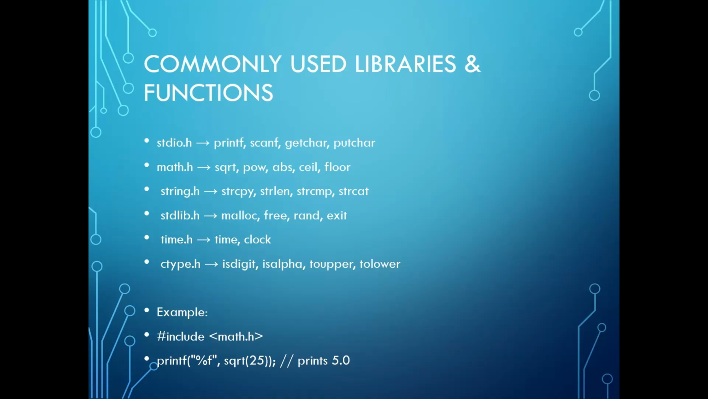For stdlib.h, malloc, free, rand, exit are given there. These are for dynamic memory allocation. Later we will study about it as well. Time.h is for when you want to read the time and also create a timestamp. So time and clock, this kind of predefined library is given there. Ctype.h is also there: isdigit, isalpha, toupper, tolower, these kinds of functions are given there. Later we will study more about that.